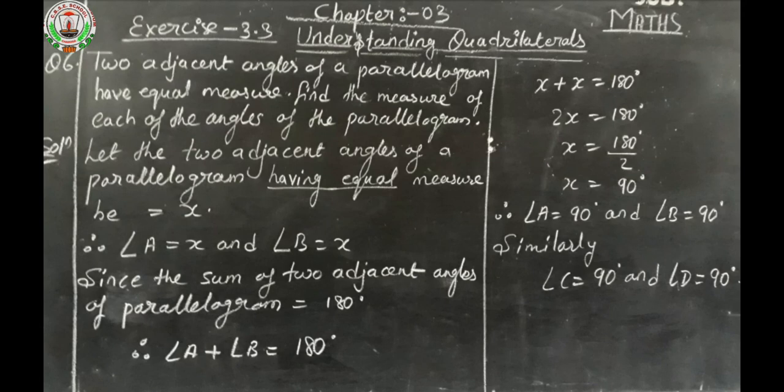Two adjacent angles of a parallelogram have equal measures. Find the measures of each of the angles of the parallelogram. So here is the solution.